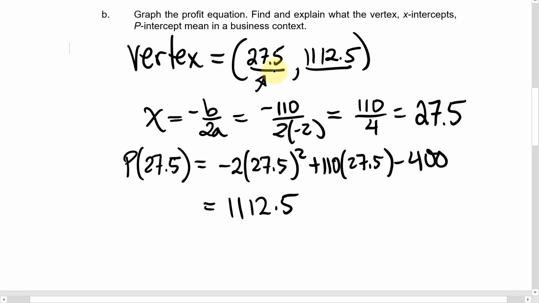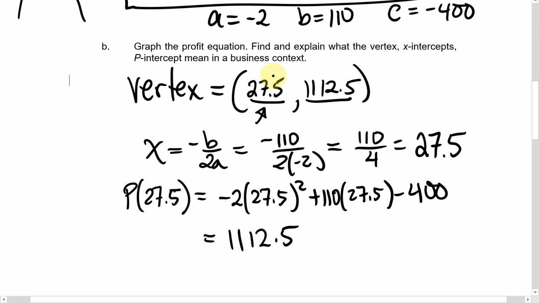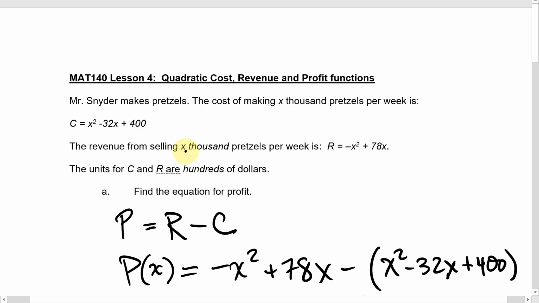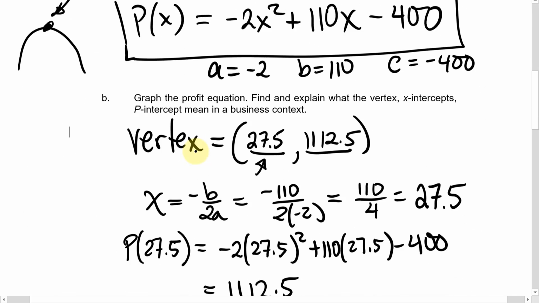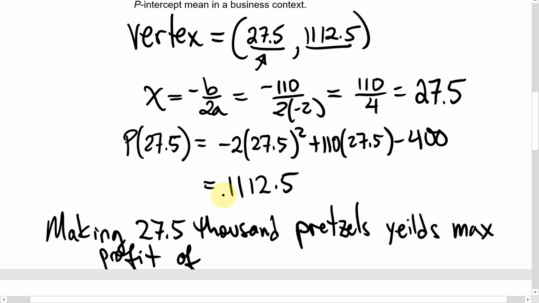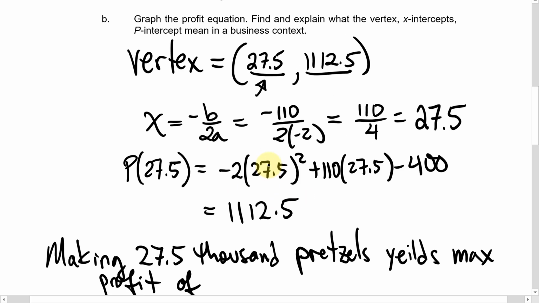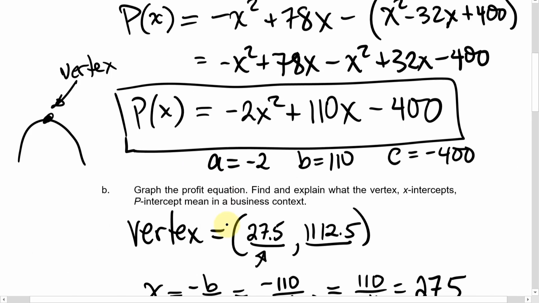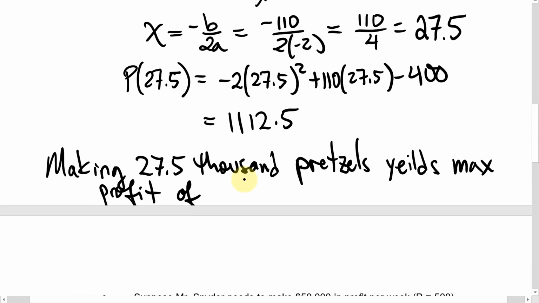Is that 27.5 pretzels? Actually, it isn't. The X was measuring, how was it given? X is in thousands, so 27.5 thousand. And what were the units of profit? It was in hundreds of dollars because revenue and cost were in hundreds, so profit's in hundreds. So if this is in hundreds, you could say 1112.5 dollars.